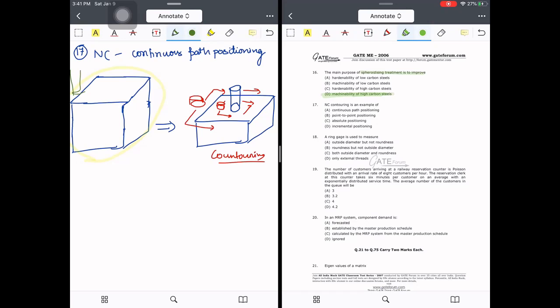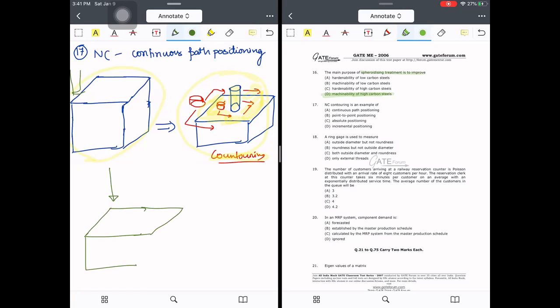So NC contouring, what is actually contouring? Suppose this is my initial workpiece. Now I will operate a tool in such a way that I get a final product like this one. That means I will remove these particular portions. This particular stud is present here, but the portion roundabout is removed. Okay, so this is called contouring operation.